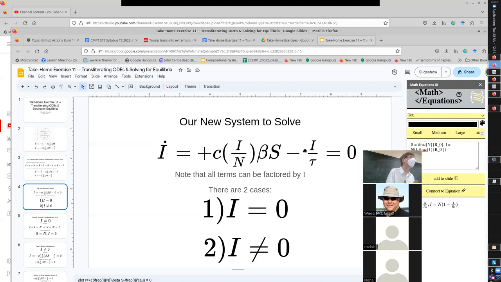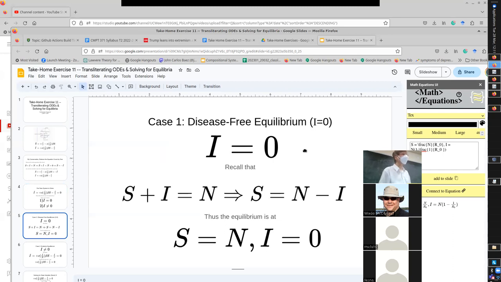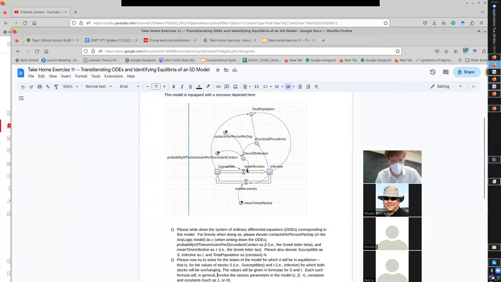Everyone is susceptible. And how many are infective? Zero. Nobody's infective. It's called a disease-free equilibrium. Everyone is susceptible, nobody's infective. Is it imbalanced there? Why is it imbalanced? No one will get infected, ladies and gentlemen. Nobody will get infected, right?